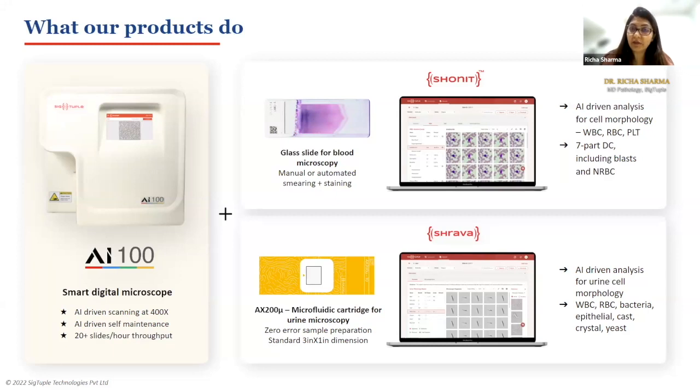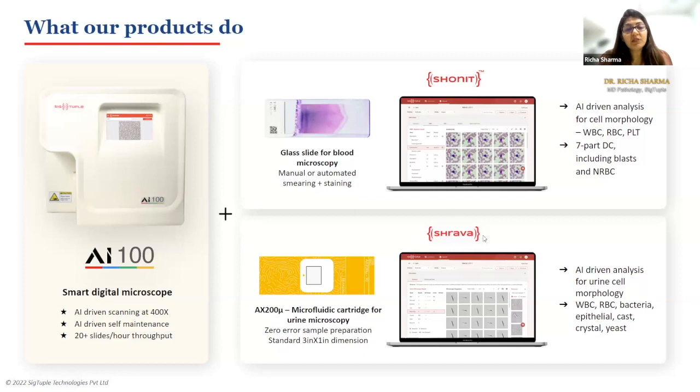Then this slide is scanned on the device and, using Shonit, the device analyzes this, and this is the platform where you are going to see the entire report on your laptop or on your computer or on your tablet or even on your smartphone. So you can sit anywhere in the world and access the report of your lab. This artificial intelligence driven analysis will give you cell morphology, WBC, RBC, platelets, and 7-part differential counts, which includes blasts and NRBCs. Now we have recently come up with Shrava in AI100.